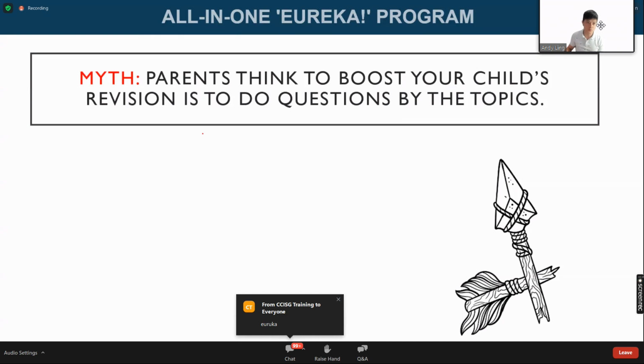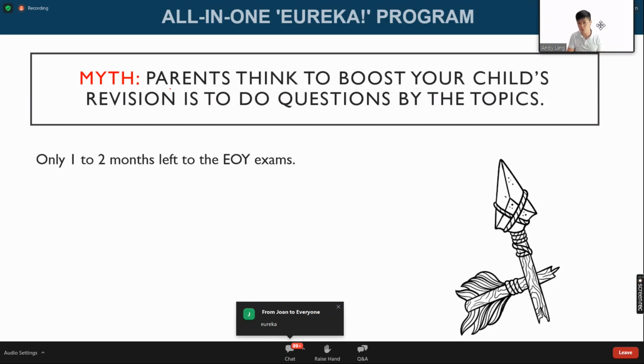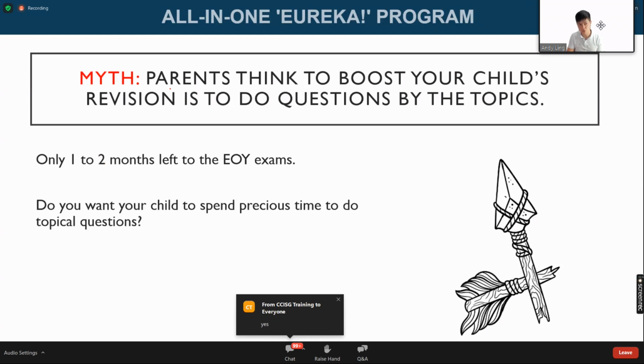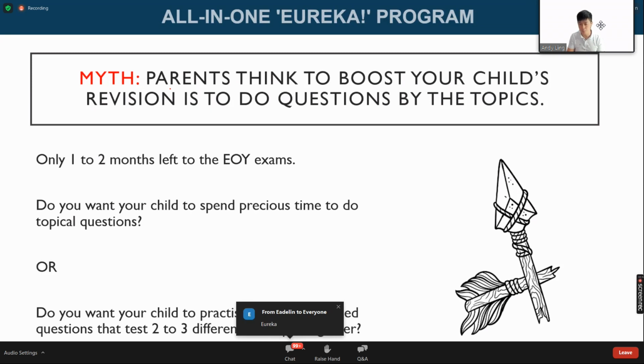So the next myth I want to shatter tonight is parents think the way to boost your child's revision is to do questions by topics. Given that there's only 1 to 2 months left for the end of year exams, you have 2 choices. Do you ask your child to practice topical questions? Or do you ask your child to practice more exam-based questions that test 2 to 3 concepts together? In other words, 2 to 3 different topics together.